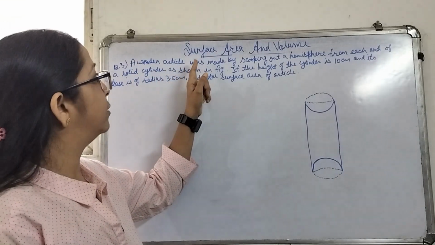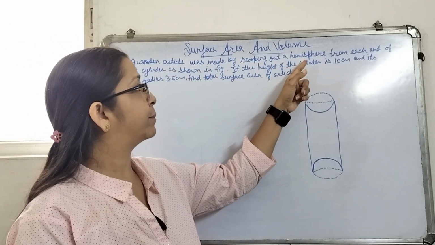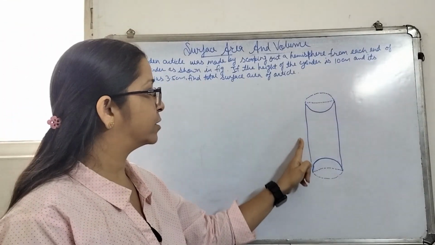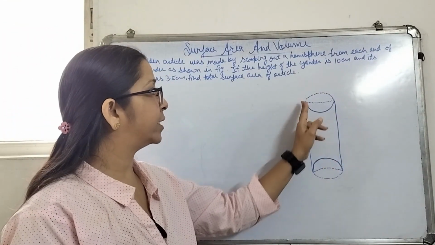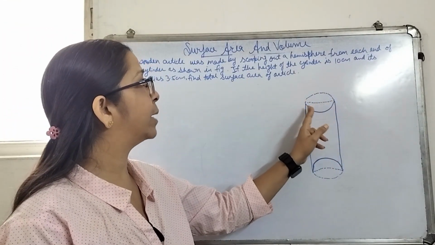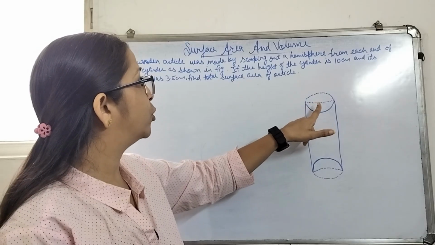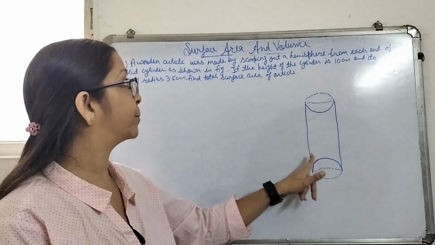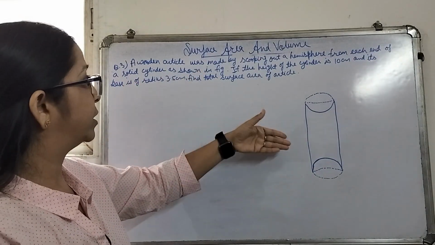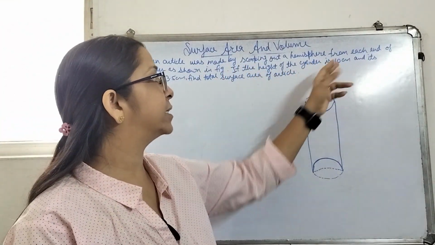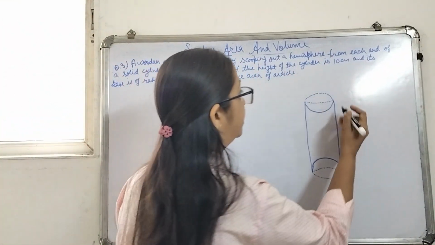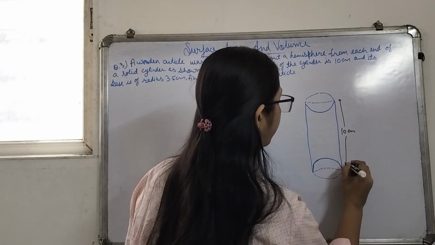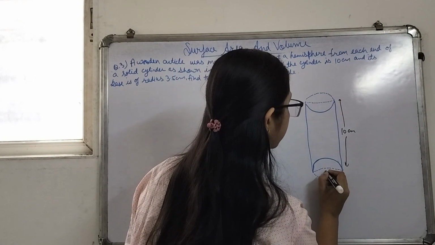A wooden article was made by scooping out a hemisphere from each end of a solid cylinder. It is a solid cylinder, and from both the ends a hemisphere is scooped out. From here also, we scooped out one hemisphere, and from here also. Now, as shown in the figure, the height of the cylinder is given to us as 10 centimeter, and this will be the radius.